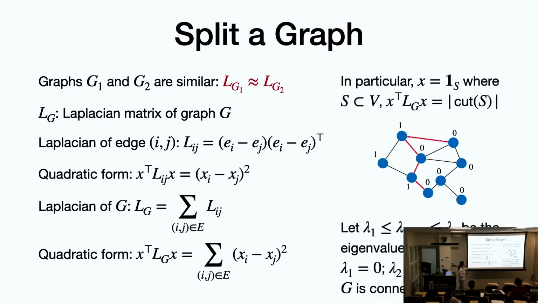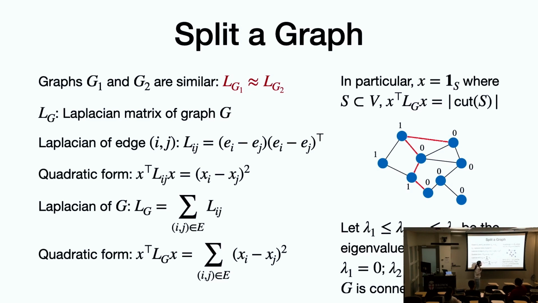Okay, in particular, if I have a subset of vertices S and I take x to be the characteristic vector of this subset S, meaning that x_i is 1 if vertex i is in S, and x_i is 0 if vertex i is not in S, then this quadratic form is the number of cut edges. Here a cut edge is an edge with one endpoint in S and the other endpoint not in S.